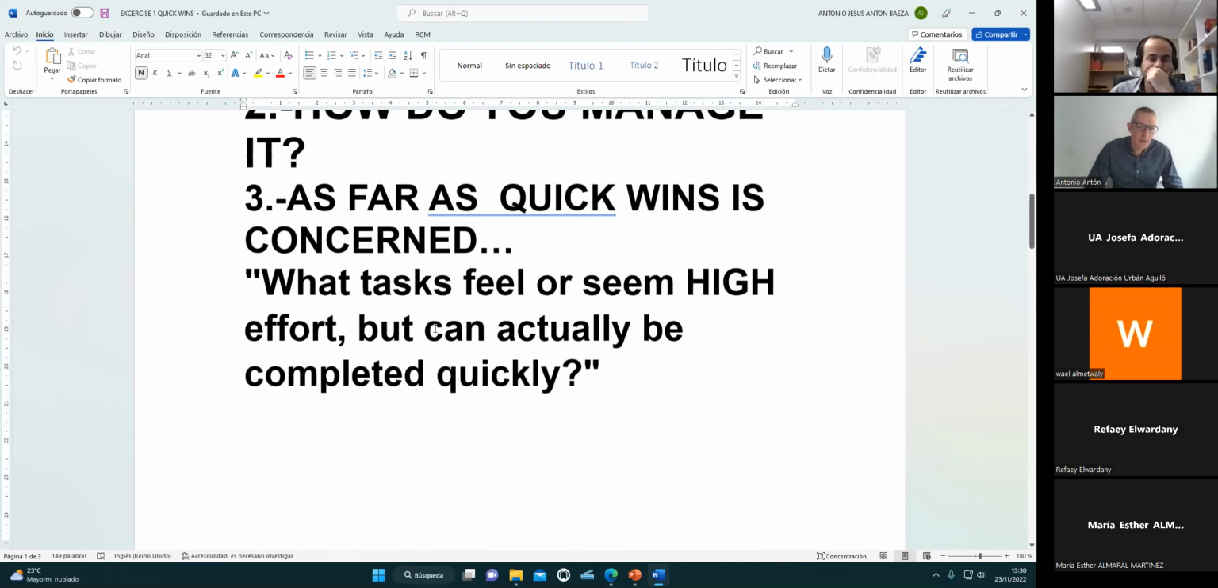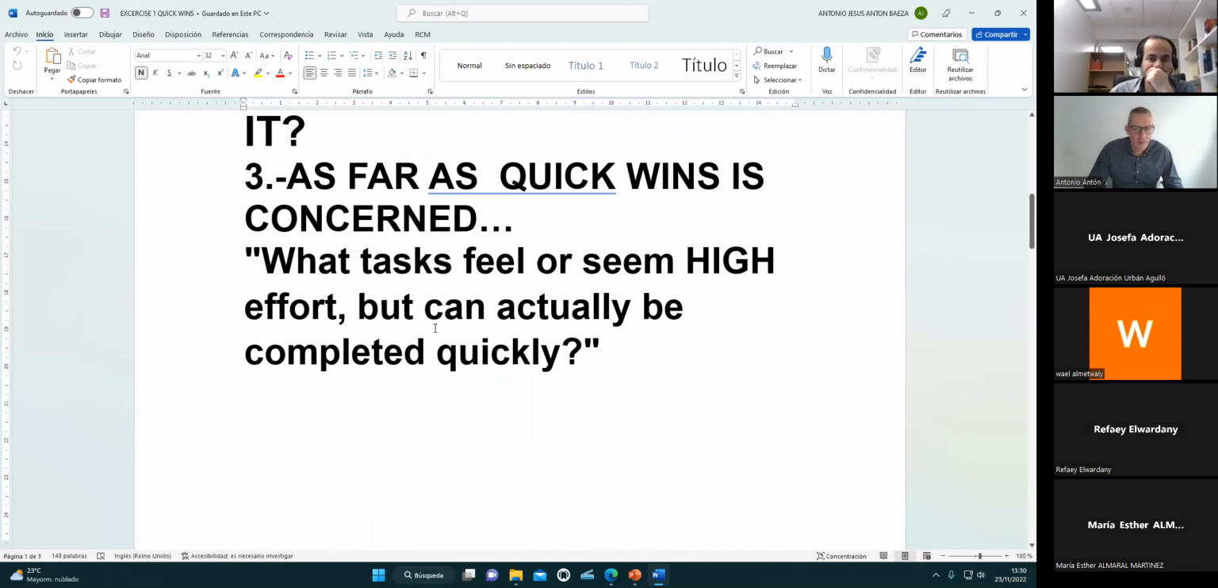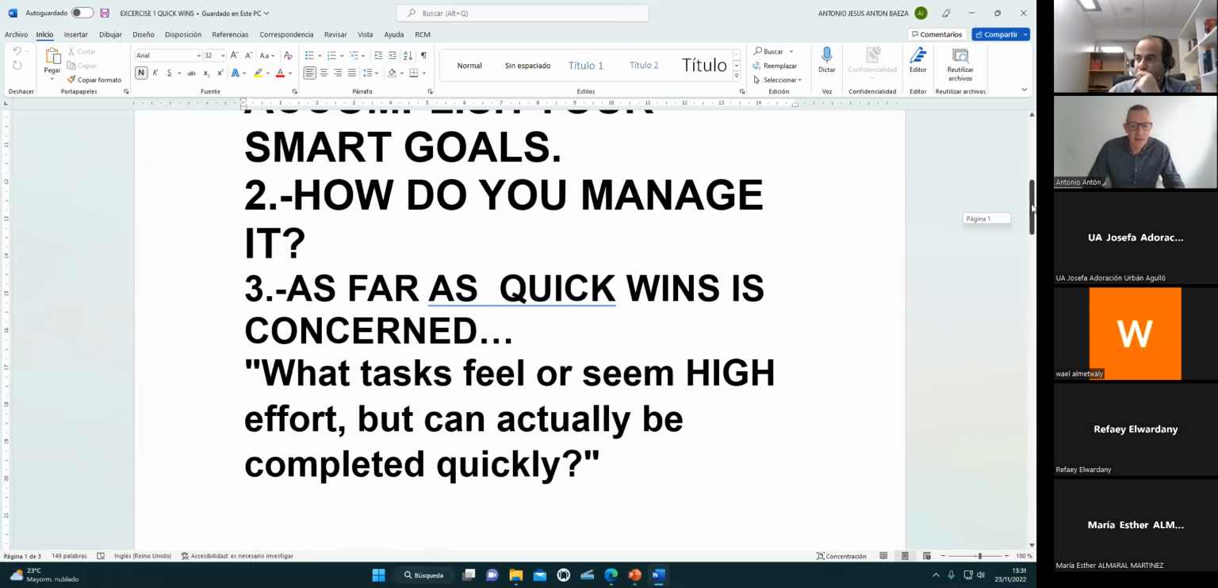For me, the third question says, as far as quick wins, this is the first quadrant and a very crucial quadrant in terms of time, that involves less effort but has a lot of impact. What tasks feel or seem high effort, but can actually be completed quickly? Let me know which tasks feel very high effort for you but you can complete quickly. It would be very advisable to work with a plan, starting with your lifetime goals, continuing to your SMART goals, then the tasks, and then putting these tasks in the different matrices.